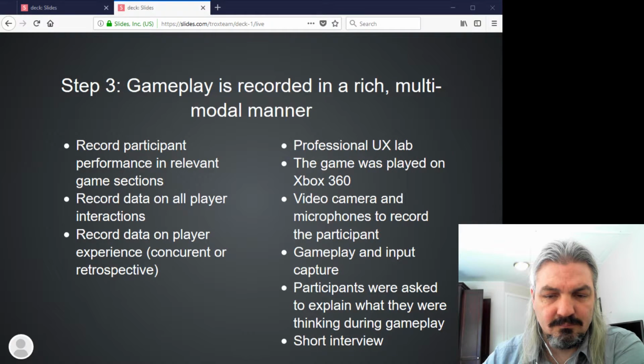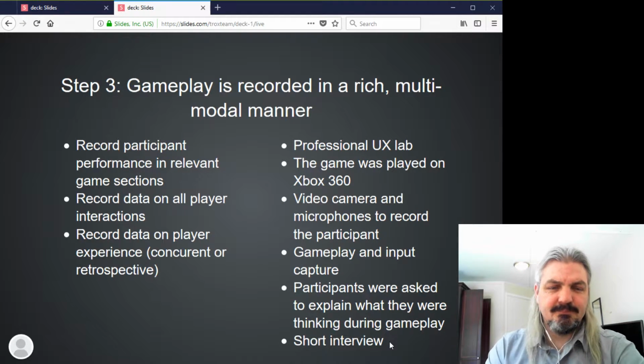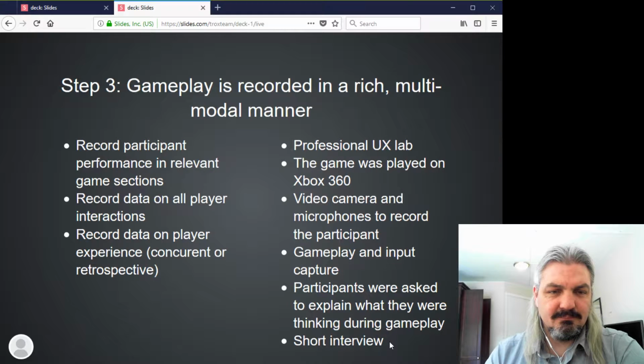So they had a researcher that encouraged the participant to explain what they were thinking while playing. But if they found that challenging, they could also do it afterwards. And after their gameplay session, there was a short interview where they would go into depth on any problems they encountered and what they felt about the game and the challenge level in general.